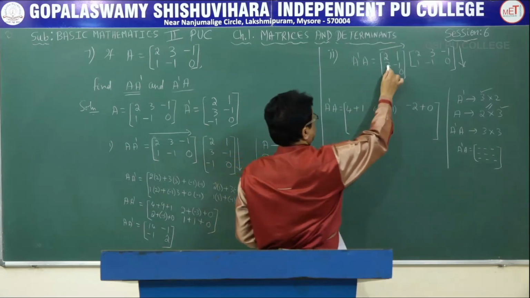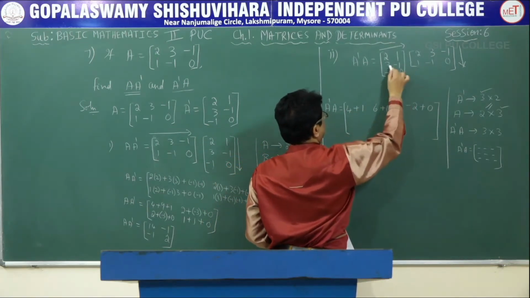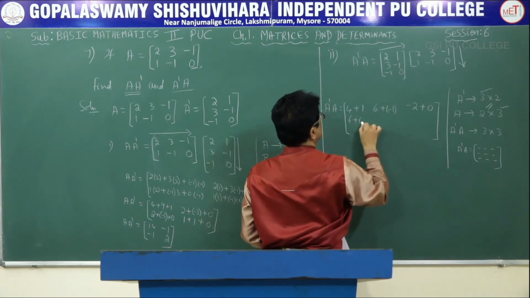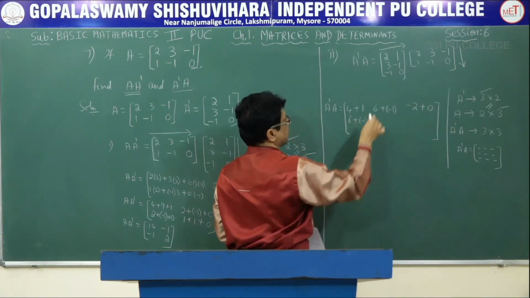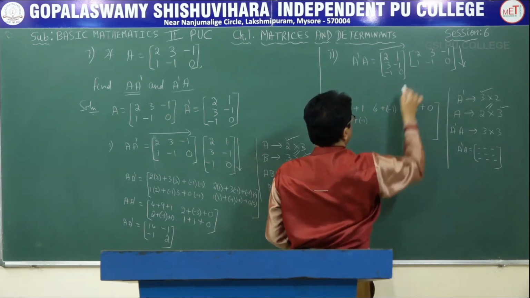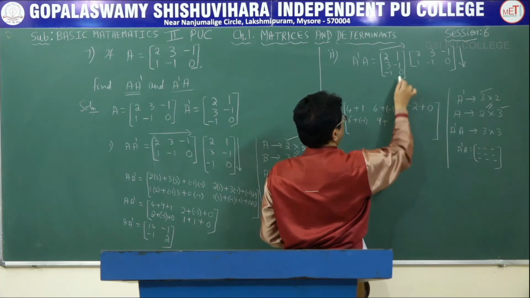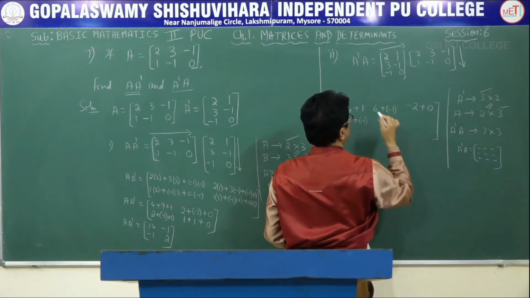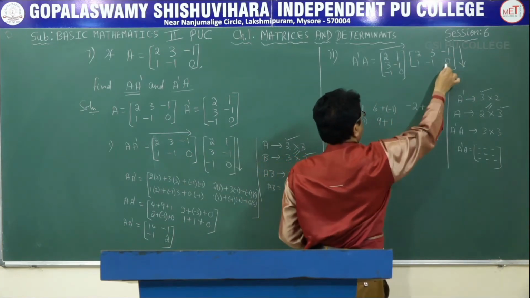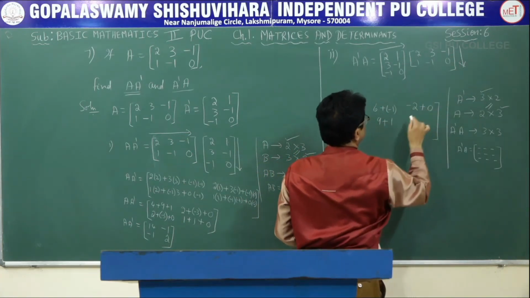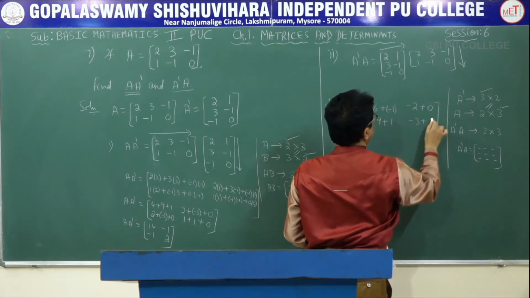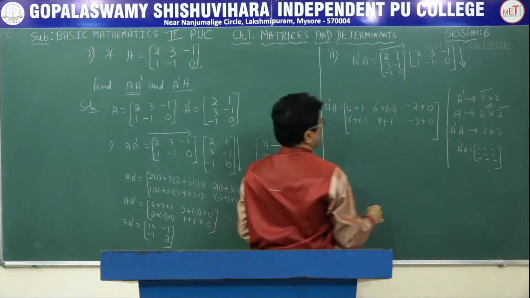So next row, second row into first column: 3 into 2, 6, plus minus 1 into 1, minus 1. Second row, second column: 3 into 3, 9, plus minus 1 into minus 1, 1. Next is second row into third column: 3 into minus 1, minus 3, plus minus 1 into 0, 0.